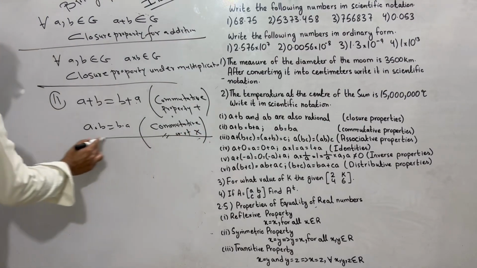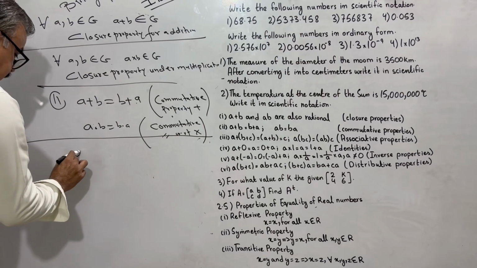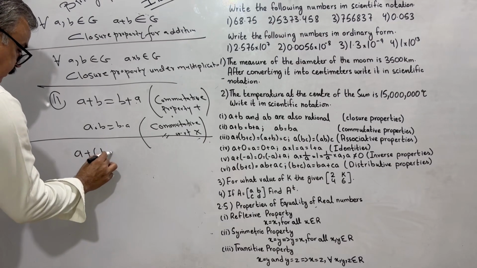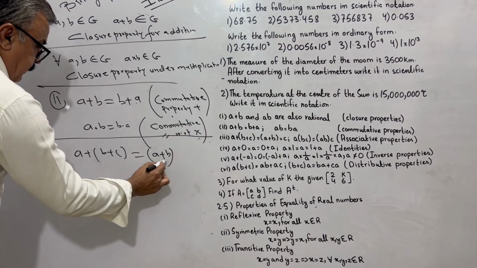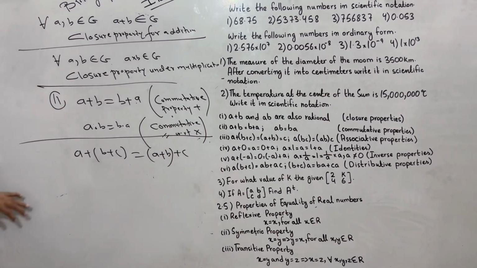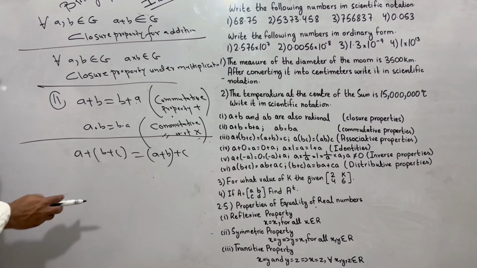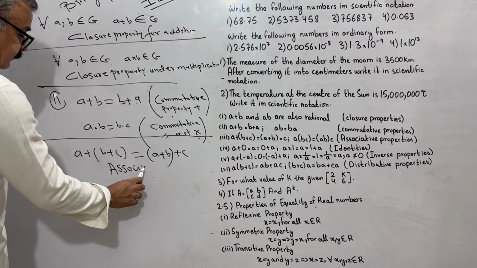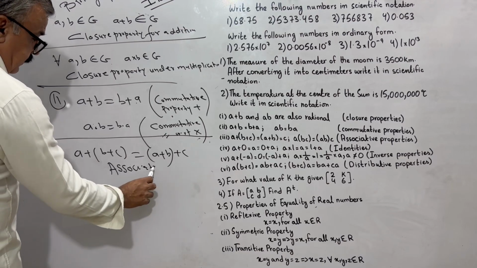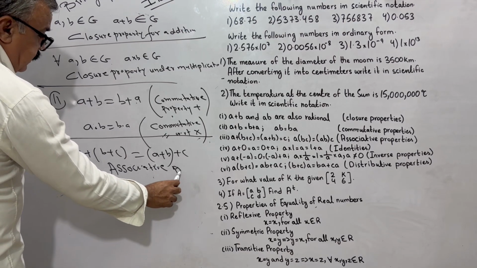The next one is A plus B plus C is equal to A plus B plus C. This is known as the associative property under addition.